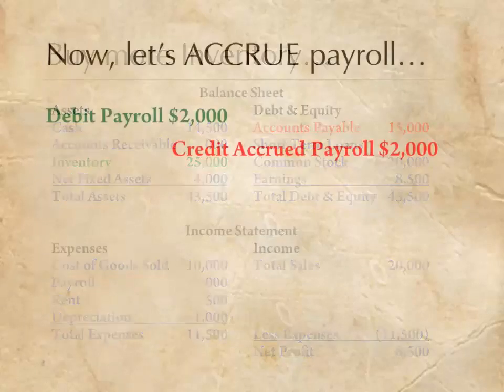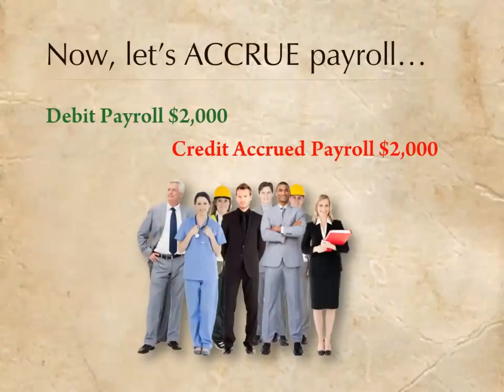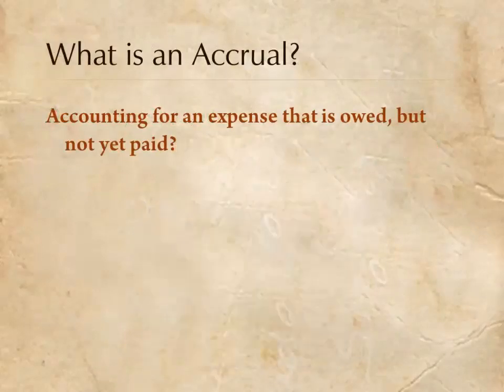Now we're going to learn something new called accruals. We need to accrue $2,000 for payroll. First, we debit payroll expense for $2,000. Then we credit accrued payroll for $2,000. An accrual may be an expense that you owe that you haven't paid yet. Sometimes you won't even have a bill for it.